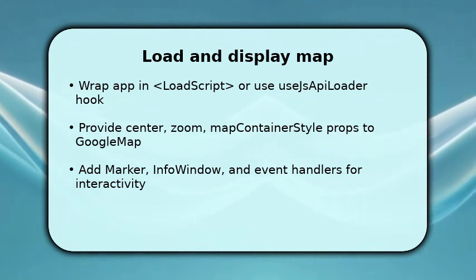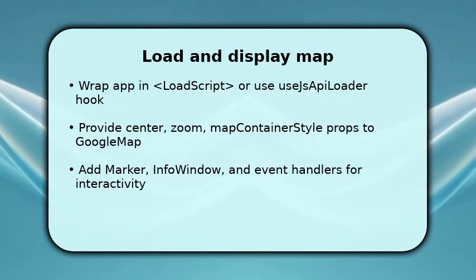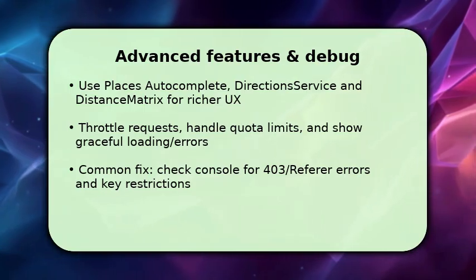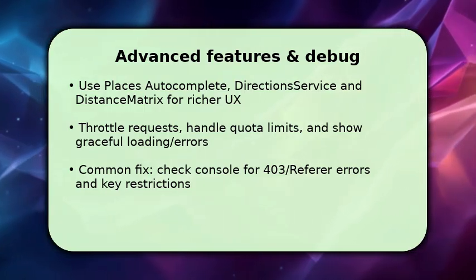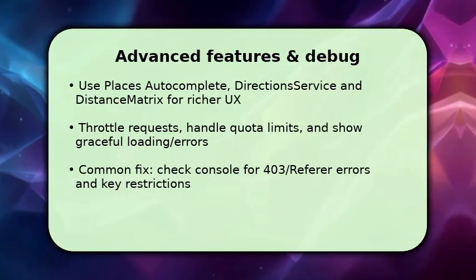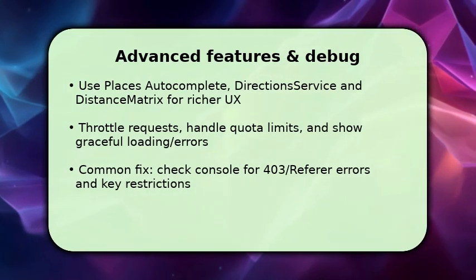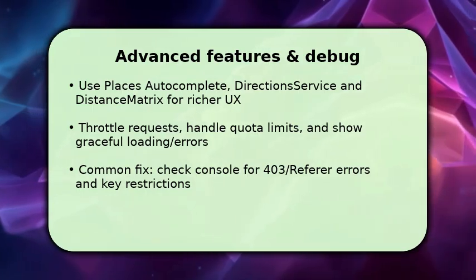You'll finish by integrating Places Autocomplete for search, Directions Service for routing, and Distance Matrix for travel times. These services require additional API enabling and parameter handling. Once implemented, make sure to debounce input, cache results, and watch quota usage to avoid unexpected failures.